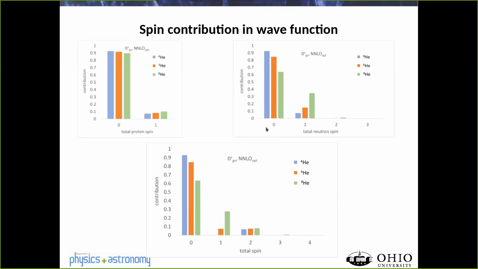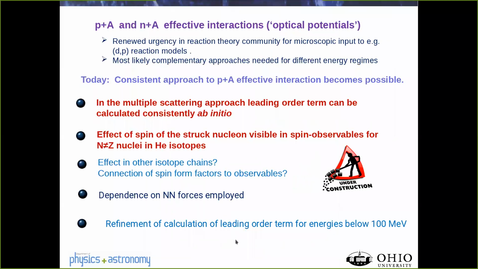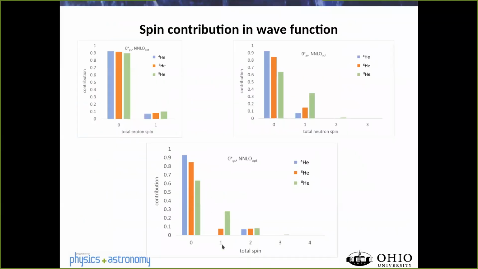If you look at the neutron spin, for helium-4, the neutron spin is also mostly spin 0. And then you see a spin 1 contribution developing for helium-6 and helium-8. And it is in order of magnitude very consistent with what the spin form factor tells you. Here is the total spin, neutrons and protons added together.